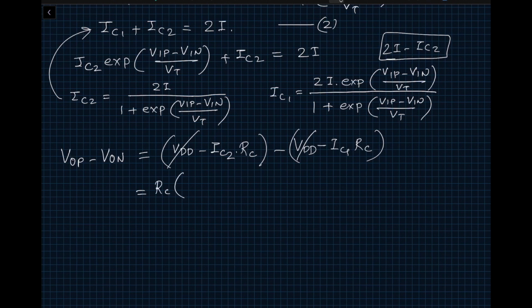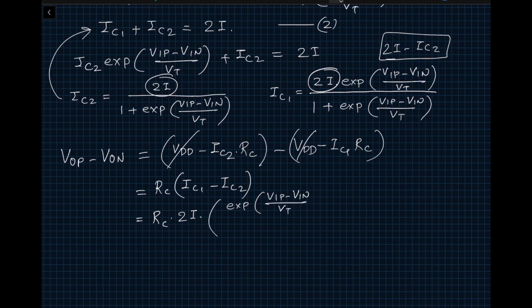RC multiplied by IC1 minus IC2. Okay, so we can substitute now IC1 and IC2 in this equation, and this will become RC times 2 times I, which is right here. 2 times I will come out from both sides, and then since we are subtracting IC1 minus IC2, you will get exponential of VIP minus VIN divided by VT, minus 1, and in the denominator we will get exponential of VIP minus VIN divided by VT, plus 1.